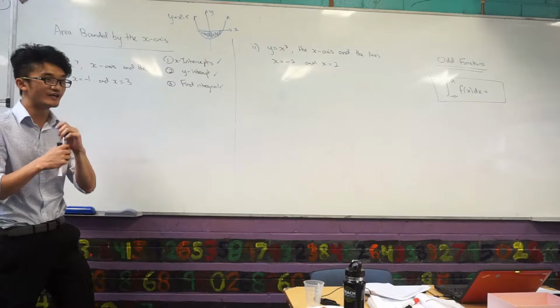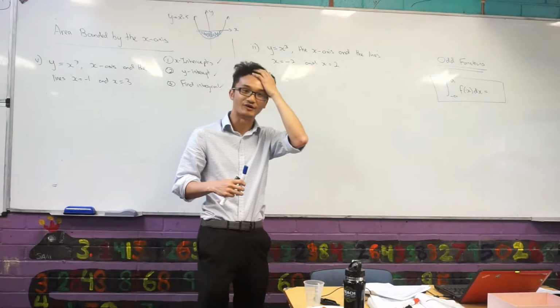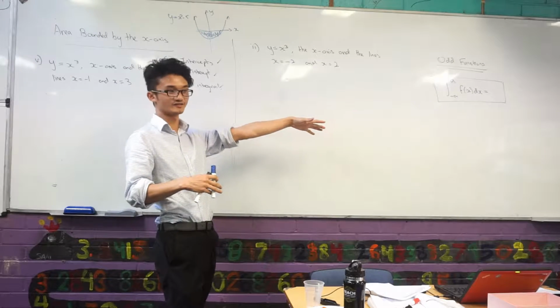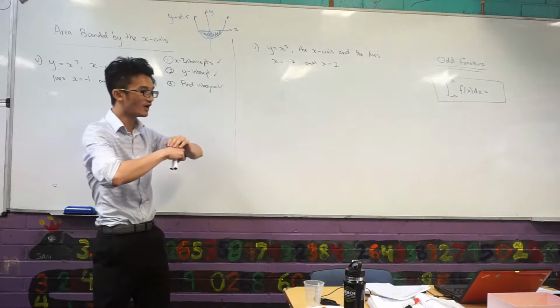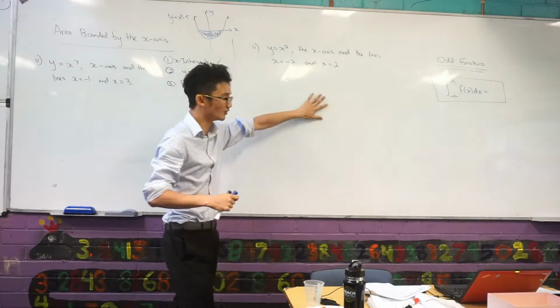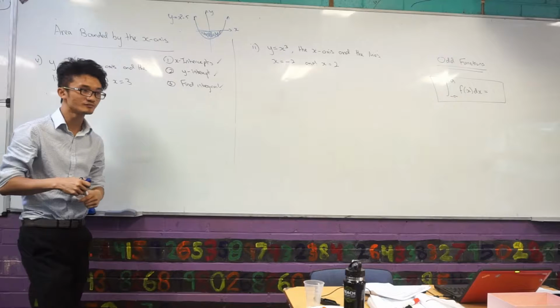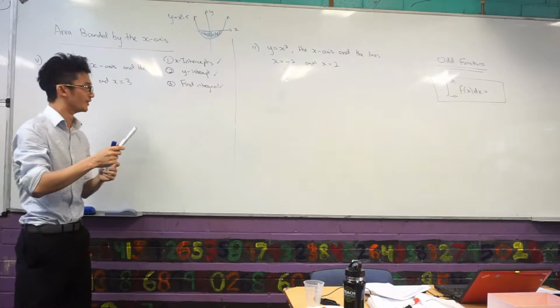Up until this point, we have had some fairly straightforward areas. They've either been above or below the x-axis. To the sides is not quite yet, but we'll get there. So with below the x-axis, what's the issue with that? It's negative, isn't it?